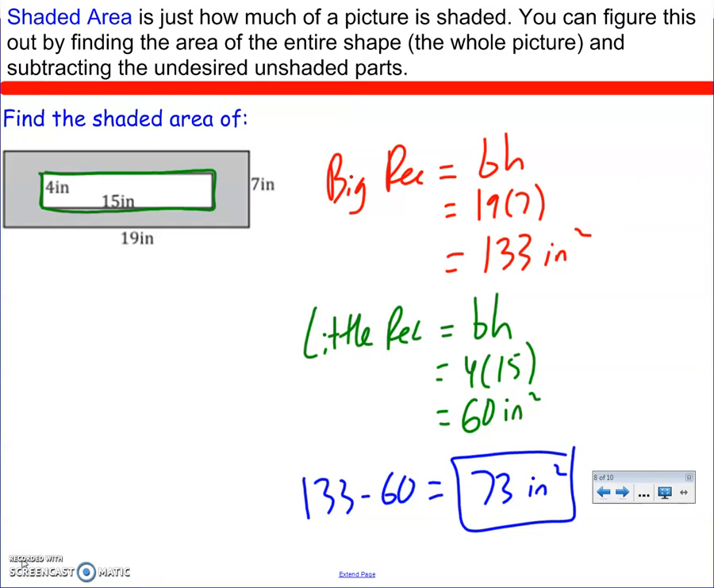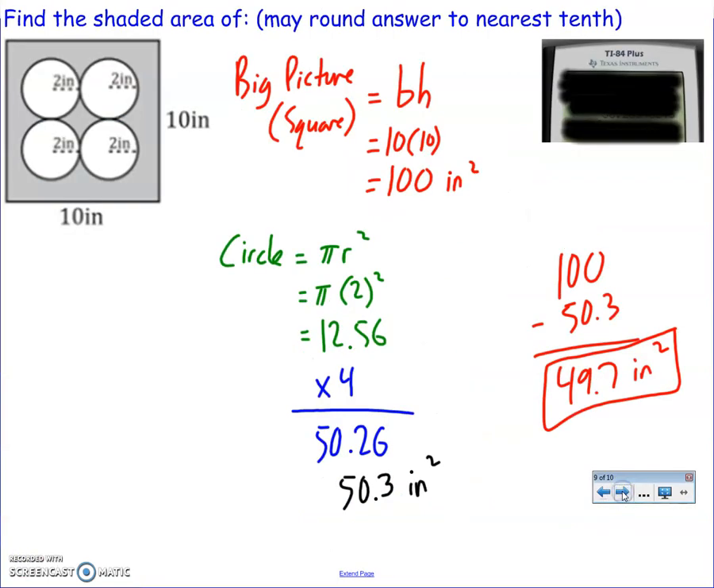All right, the shapes don't have to be the same either. So here's another example where they worked out. You could have a square board with 4 circles in the middle that are unshaded. So you have a big square, base times height gets you 100. You have circles, 4 of them, you get 50.3. You subtract the 2, you get the shaded area to be 49.7. Because if we try to do this problem, there's no way to find the area of this weird shape right here. So you have to do the whole thing minus the things you don't want.